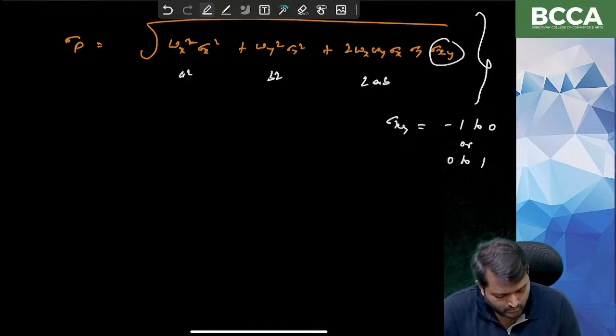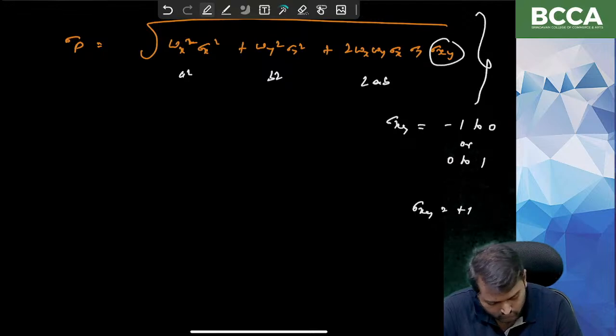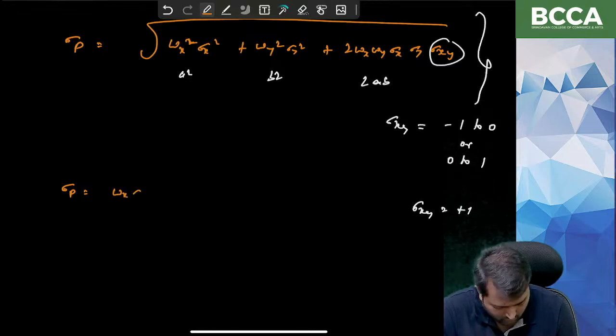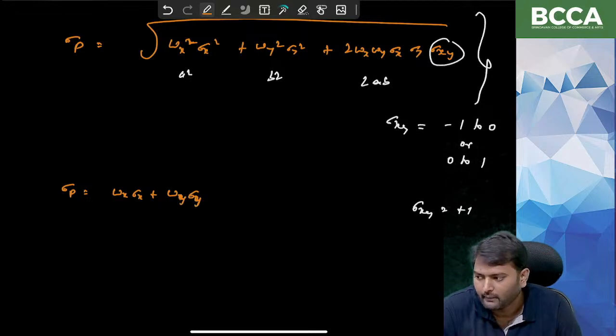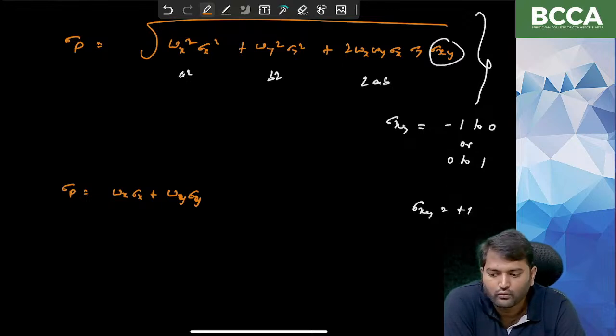Okay. So whereas when sigma xy is equal to +1, then what is the formula we are going to apply? The formula we are going to apply is sigma p is equal to wx sigma x plus wy sigma y, because securities are moving in the same direction, that too in the same proportion. We cannot diversify the risk. So that's why the risk of a portfolio is nothing but the weighted average of the securities' risk.